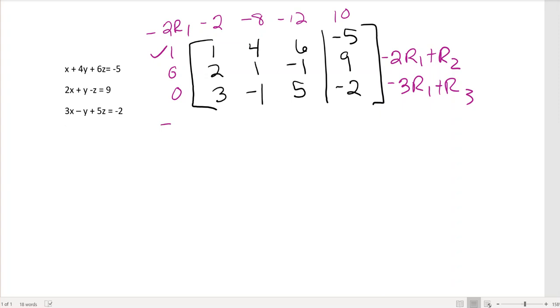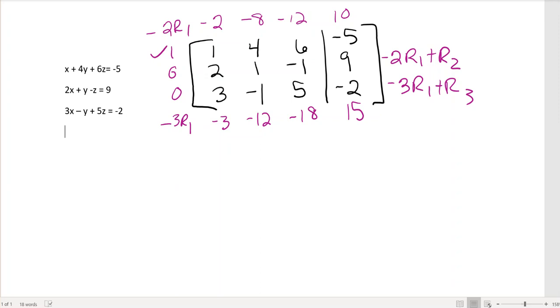Same thing down here underneath the third row. I'm going to write negative 3 times R1. 1 times negative 3, negative 3. 4 times negative 3 is negative 12. 6 times negative 3 is negative 18, and then negative 5 times negative 3 is a positive 15.